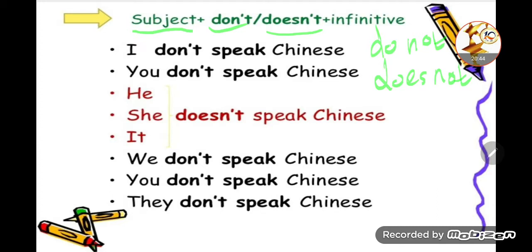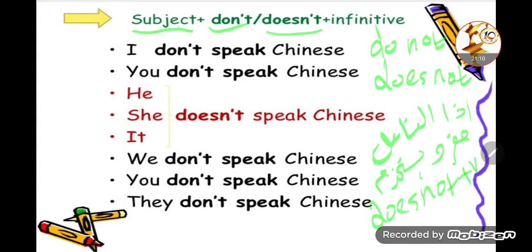There is a condition for using does not, and a condition for using do not. If the subject is singular in negative, it takes doesn't or does not, followed by the base form of the verb. If the subject is plural, I use don't or do not, and again the base form of the verb.